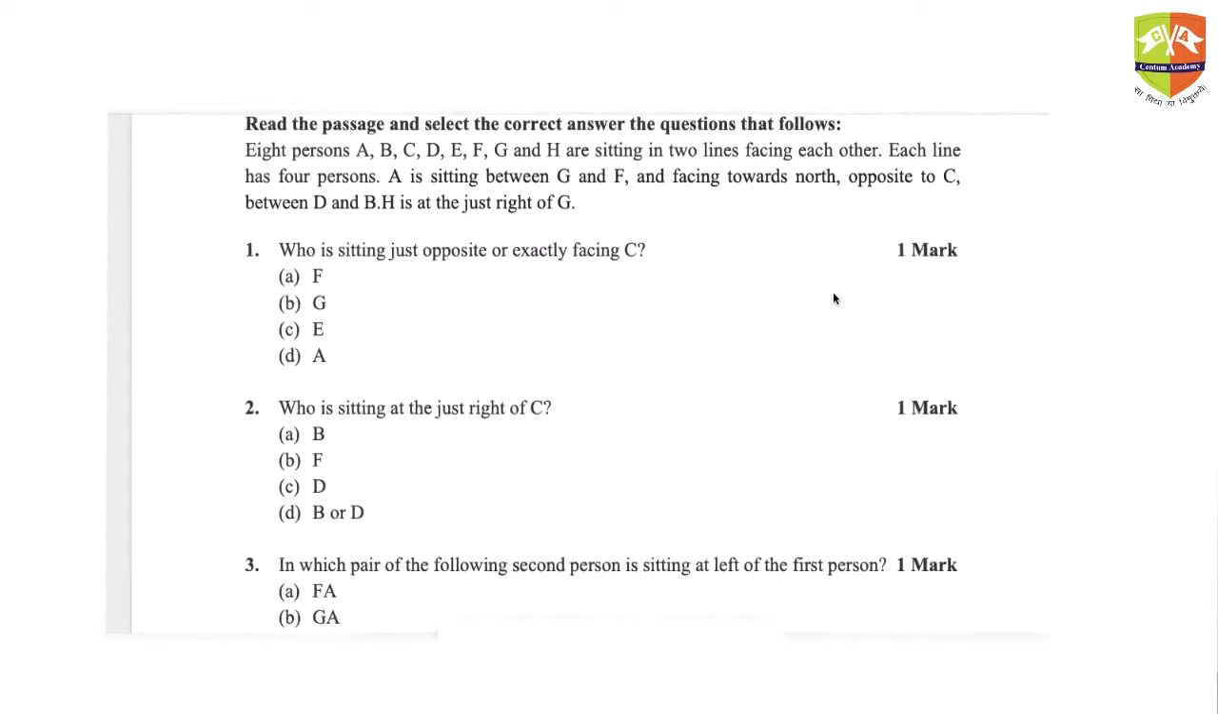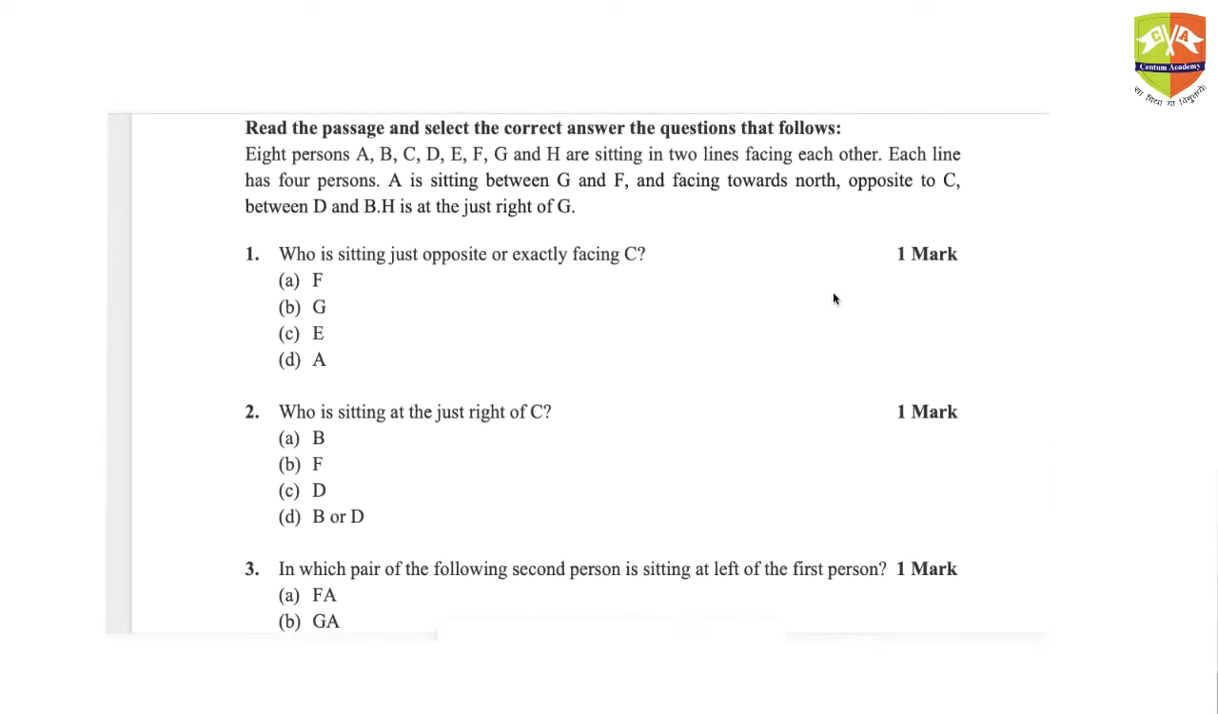First, read the question and then try to solve it. Okay, let me solve this question for you. So how many people are there? A, B, C, D, E, F, G, H are sitting in two lines facing each other. Okay, one second. So let me make two lines facing each other. These are the two lines in which eight people are sitting together.